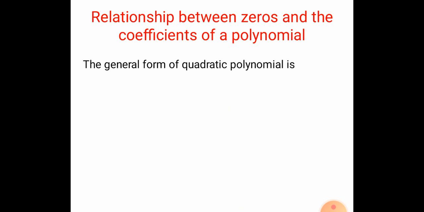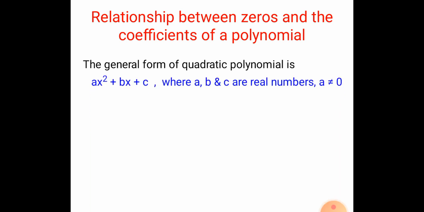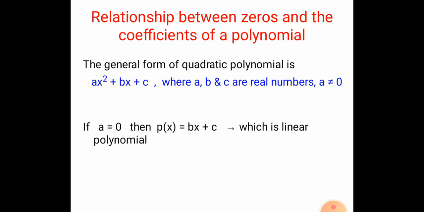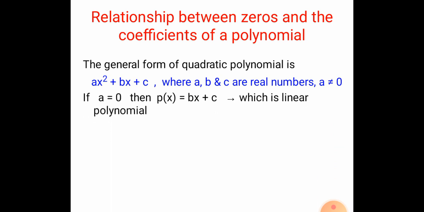We have to check the relation between the zeros and the coefficients of a polynomial. Now the general form of a quadratic polynomial is ax square plus bx plus c, where a, b, c are real numbers and a should not be 0. If you say a is equal to 0, when you substitute a equal to 0, automatically your p of x will be bx plus c, which is a linear polynomial, and we are dealing with the quadratic polynomial. So that's why a not equal to 0 is very important.